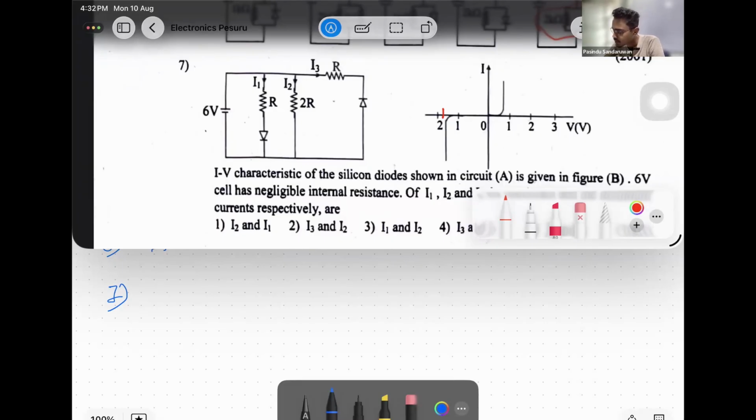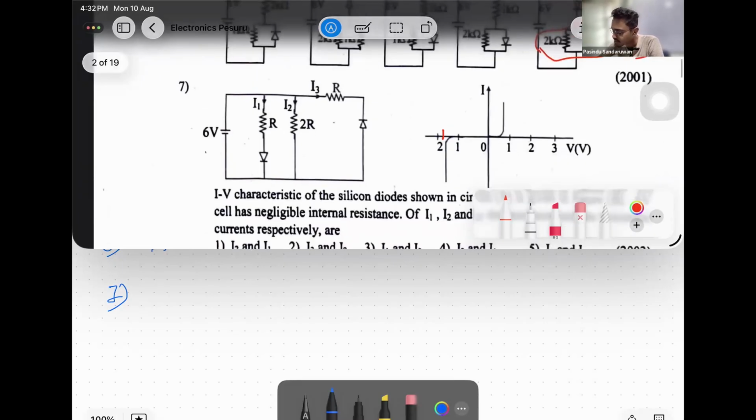So this is the reverse breakdown voltage of this diode. That is 2 volts, no? Reverse breakdown voltage is 2 volts. Now when this diode is reverse biased, at the reverse breakdown voltage, probably this should be a Zener diode. Right. Now we know this is 6 volts.